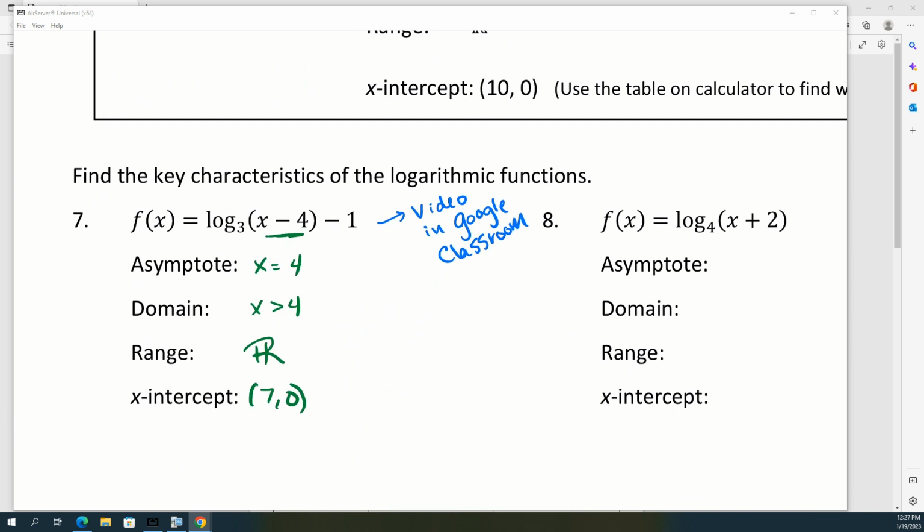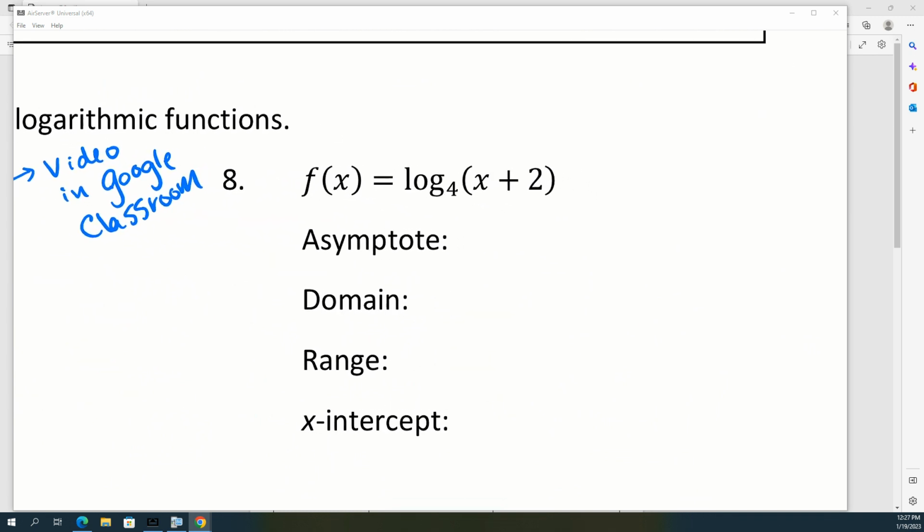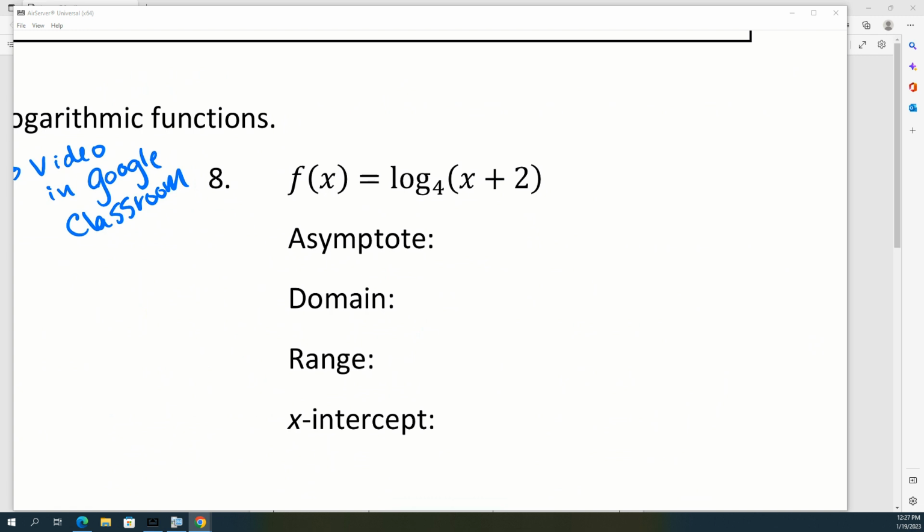I did number 7 on the video, so let's do number 8. So if number 8 is this equation, what would the asymptote be? X equals -2. So we're going to do the opposite of whatever is inside of the parentheses. And once you get that, finding the domain, super easy.